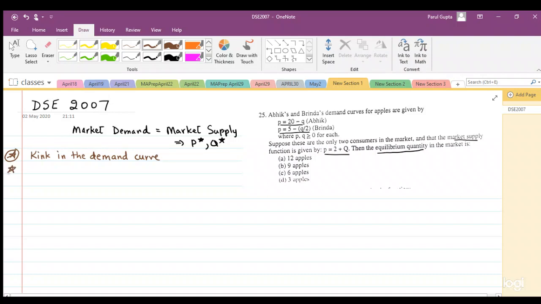The second thing that we have to be careful about is that we have to do a horizontal summation of the demand curves rather than a vertical summation. Horizontal summation means we have to add up the quantities and not the prices. So that's something that we have to be really careful about. So let's start with the question now.